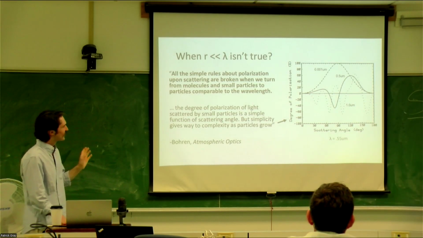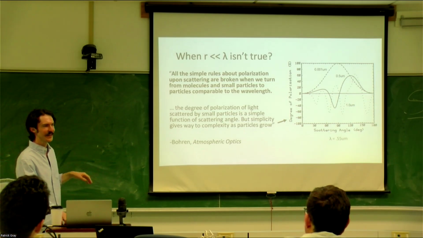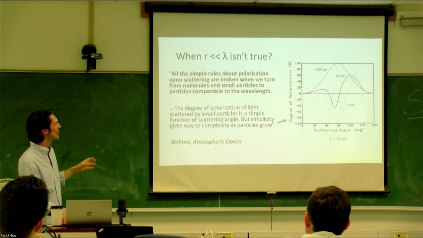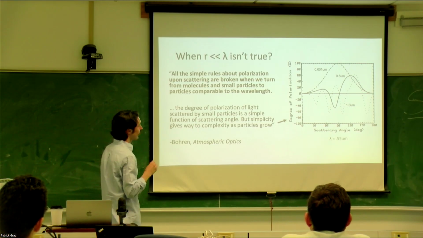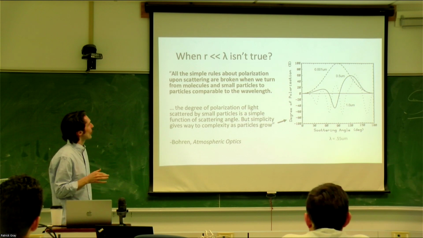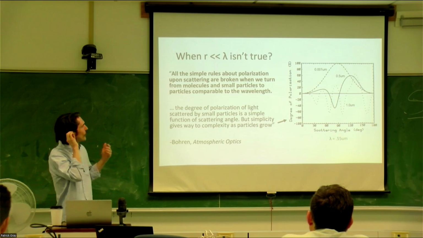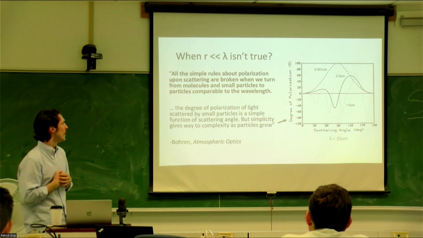Okay. Craig Bohren has these. You guys need to read these books: Fundamentals of Atmospheric Radiation, and just the fun book, Clouds in a Glass of Beer. There are many good quotes. And this one I think well portrays both the complexity and the benefit, which is that all the simple rules about polarization that we just described for small particles are broken when we turn from molecules and small particles to particles comparable to the wavelength.